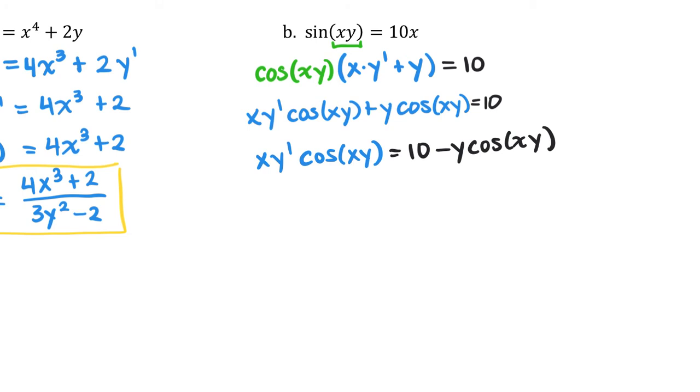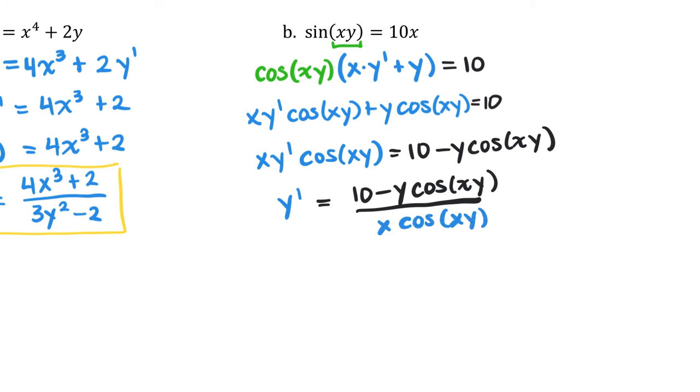Okay, I'm almost done. I just want to isolate the y prime. So y prime equals that thing, and I'm going to divide it by, what do I want to cancel? I want to cancel the x cosine of xy. So I have the derivative of y with respect to x is equal to 10 minus y cosine of xy, divided by x times the cosine of xy.